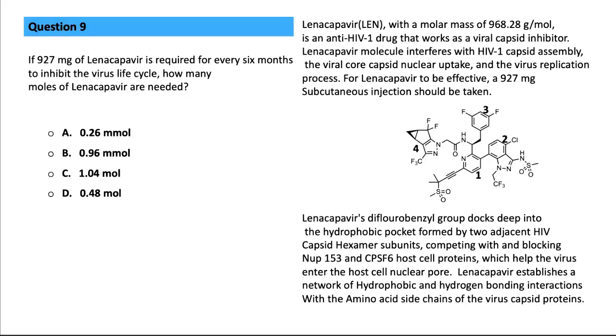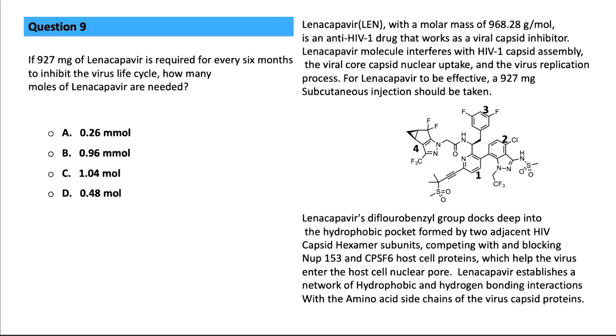Lenacapavir's difluorobenzyl group docks deep into the hydrophobic pocket formed by two adjacent HIV capsid hexamer subunits, competing with and blocking NUP153 and CPSF6 host cell proteins, which help the virus enter the host cell nuclear pore. Lenacapavir establishes a network of hydrophobic and hydrogen bonding interactions with the amino acid side chains of the virus capsid proteins.